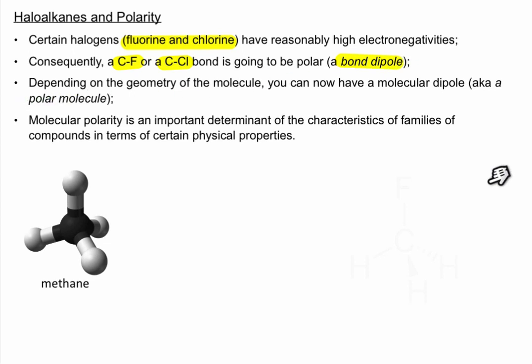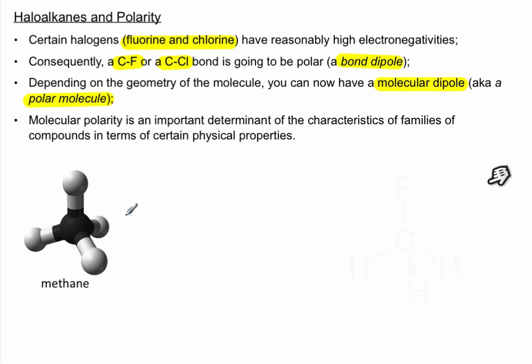Depending on the geometry of the molecule, you can have a molecular dipole. I'll talk about that in a second. That is a polar molecule. So because of the polar bond caused by the carbon bonding to the halogen, you end up with a polar molecule. And as we're going to talk about later, molecular polarity really does affect physical properties.